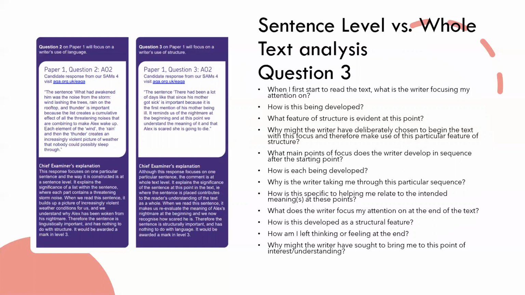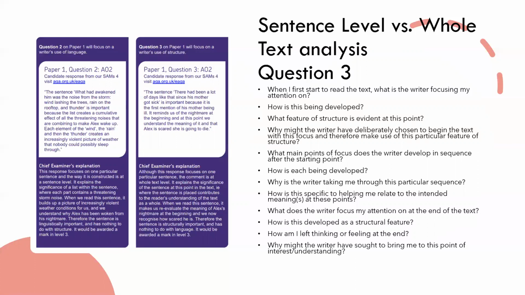How is this being developed? What feature of structure is evident at this point? Why might the writer have deliberately chosen to begin the text with this focus and therefore make use of this particular feature? So to expand on that, the writer might have opened with a flashback. Why are they opening with a flashback? What's the impact of that? And then how does that relate to the rest of the text?